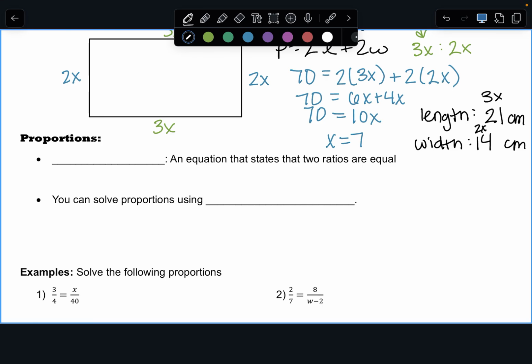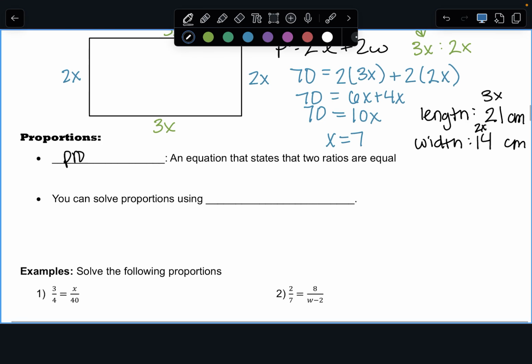The second half is dealing with something called proportions. A proportion is ratio equal to ratio. You have fractions on both sides and nothing else. Okay? Have we heard the word proportion before? No. You have. In Algebra 1, I promise. Here's what it looks like.